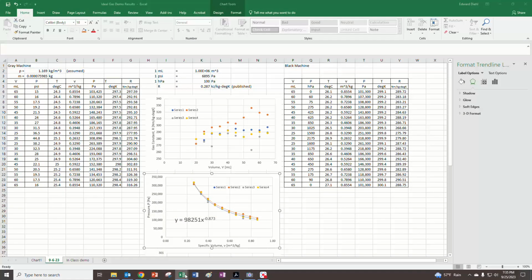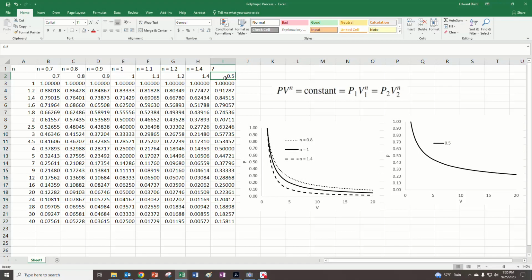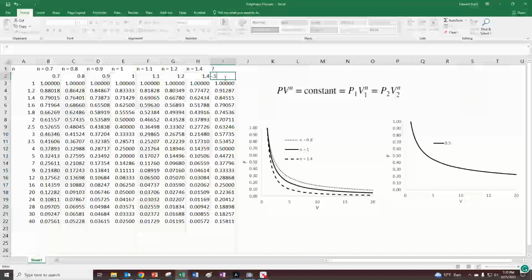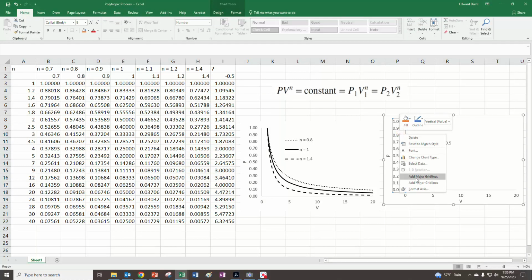And perhaps we could judge from that, is the polytropic process. What happens if we go in with a negative number? What about a negative 0.5? What happens? Nope, doesn't like it. Interesting. Okay. Maybe change this.